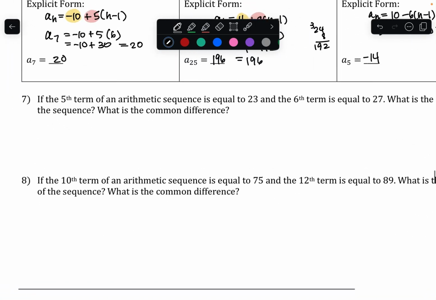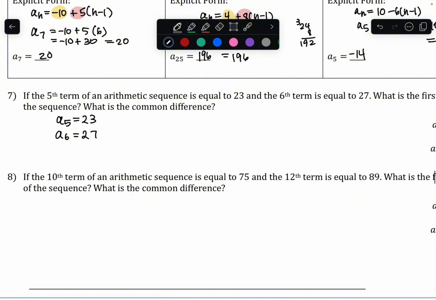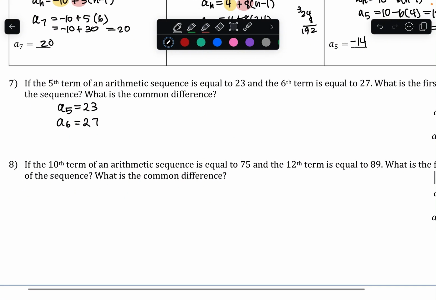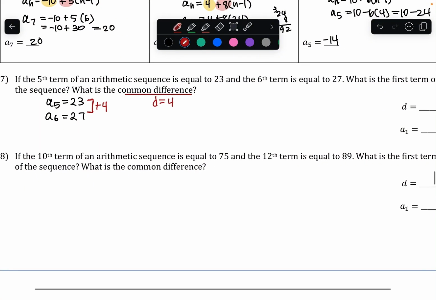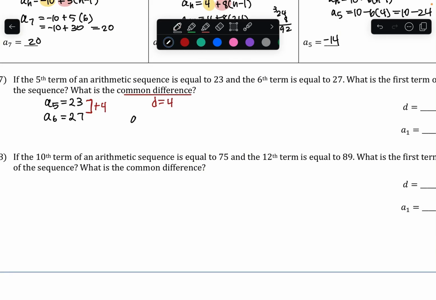All right, if the fifth term of an arithmetic sequence is equal to 23, I'm going to write that down, A5 is equal to 23, and the sixth term is equal to 27, what is the first term of the sequence? What is the common difference? Okay, so here we have consecutive terms, and so we can see that we added 4, so we can answer the common difference right off the bat. D equals 4, right? And then if we want to find the first term, I like to use the explicit formula, which says you take the first term and add D n minus 1 more times.